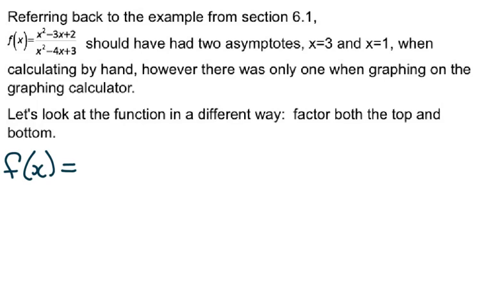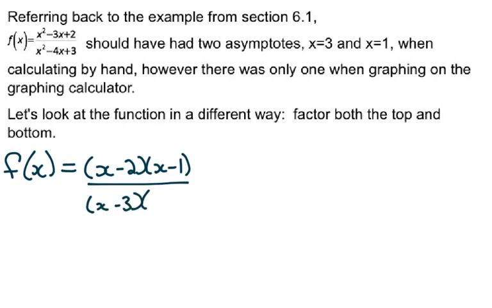meaning we would have on the top we need two numbers that multiply to 2 and add to negative 3, so x minus 2 and x minus 1. On the bottom we would factor to x minus 3 and x minus 1.